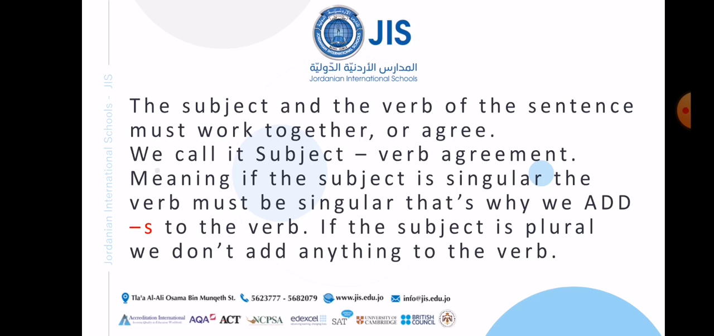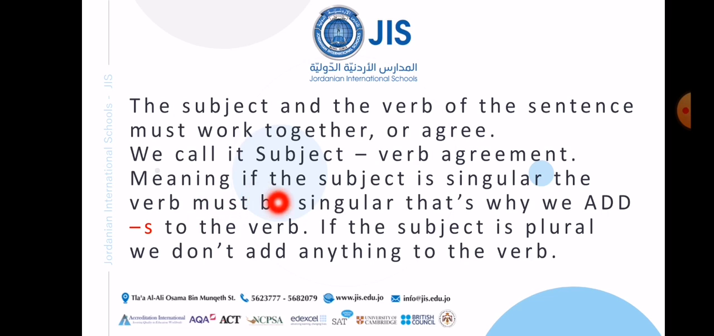The subject and the verb of the sentence, teacher, they must work together. They must what? They must work together. They cannot be fighting with each other. They have to agree. They have to be on the same page. They have to be friends. They have to work together. What do we call this? We call it the subject-verb agreement.